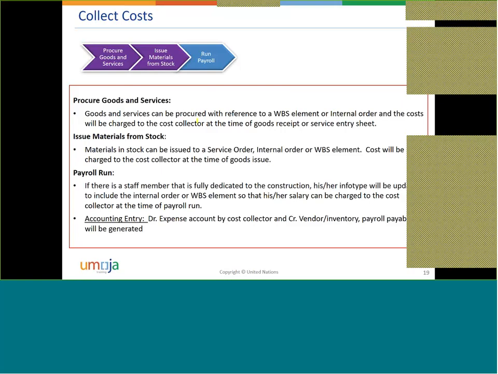Procurement of goods and services can be procured with reference to a WBS element or internal order, and the cost will be charged to the cost collector at the time of goods receipt or service receipt. We will have a session for collecting costs on Thursday, so we will discuss this one in detail. Issuing materials from stock, I think that was also well understood. And then payroll run: if there is a staff member that is fully dedicated to the construction, we can track these expenses. This is something we covered. I think we explained enough, and I can go ahead. Otherwise, just let me know and raise your hand.